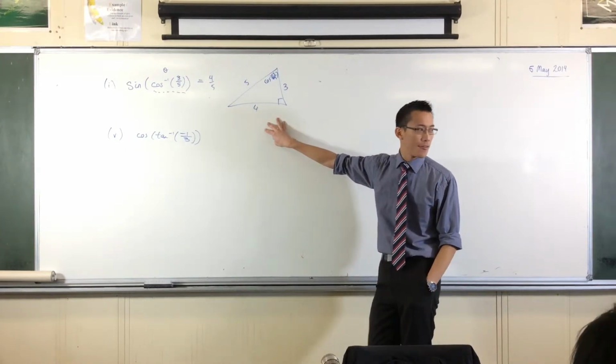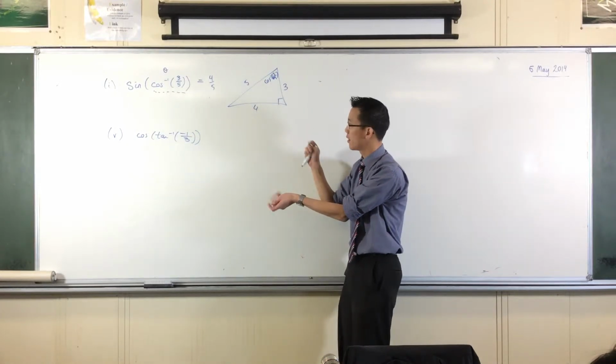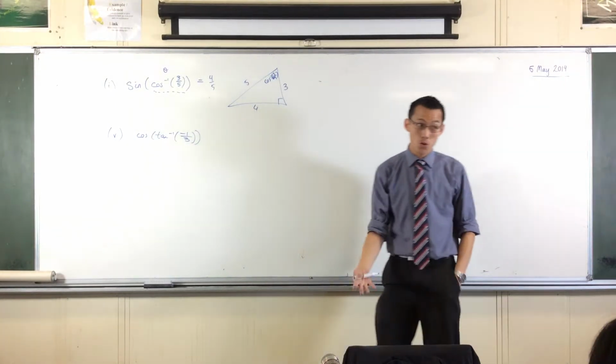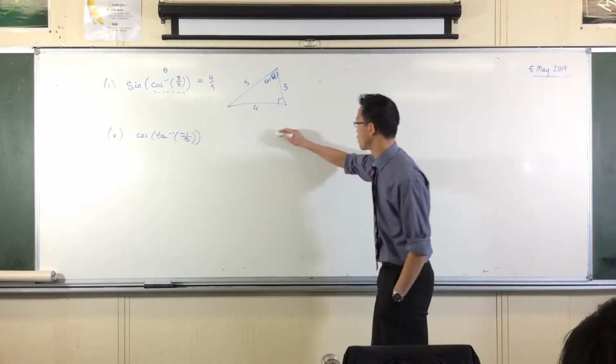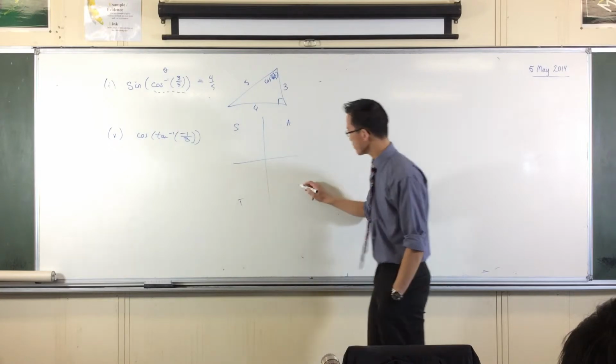It doesn't account for the fact that something's going to be negative, because everything here is positive. So therefore, I'm going to draw myself a quadrants diagram. I'm not a huge fan of quadrants diagrams, but they can be a helpful tool. So have a look at this.